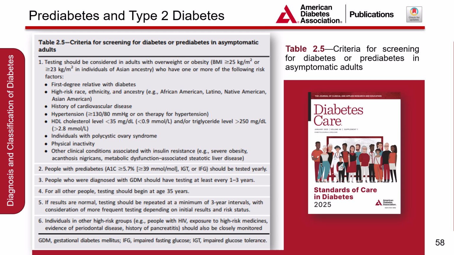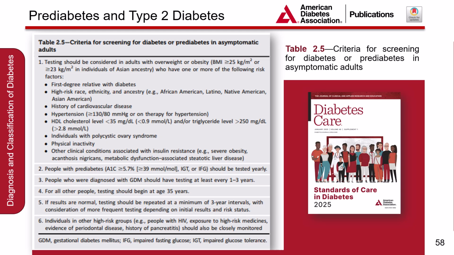2. People with prediabetes, glycated hemoglobin greater than or equal to 5.7%, greater than or equal to 39 millimoles per mole, impaired glucose tolerance, or impaired fasting glucose, should be tested yearly. 3. People who were diagnosed with gestational diabetes mellitus should have testing at least every 1 to 3 years. 4. For all other people, testing should begin at age 35 years.